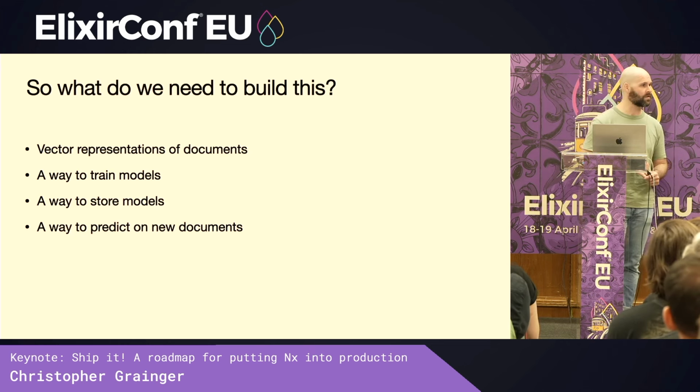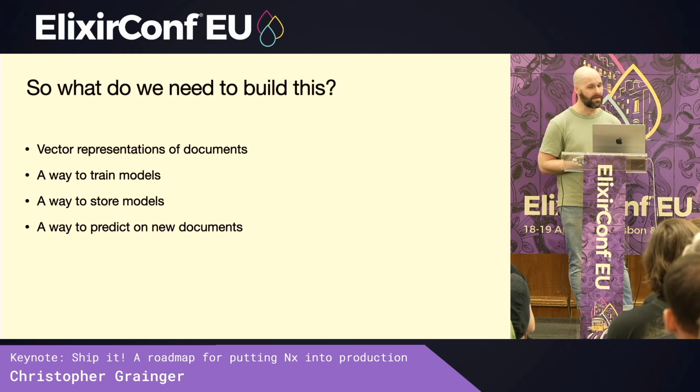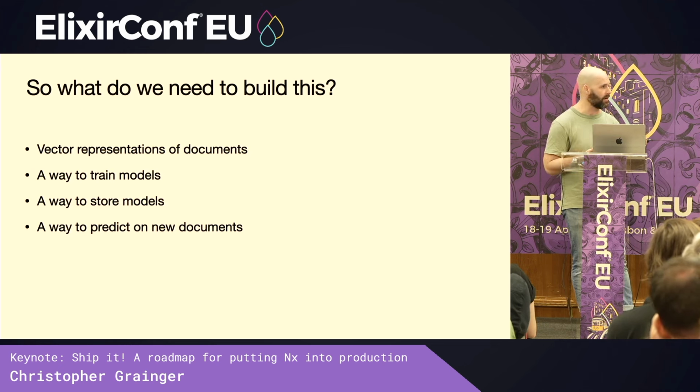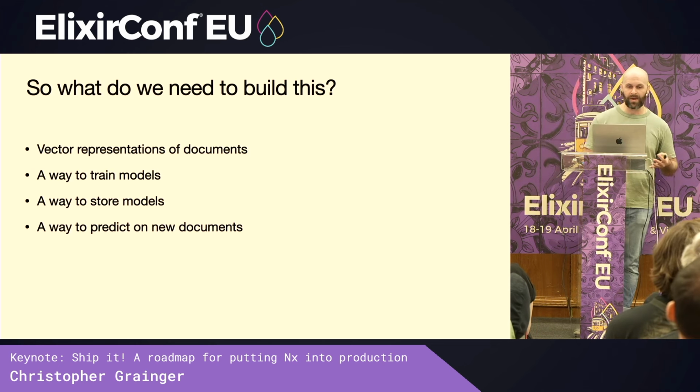You need a way to train those models. So we use Scholar, right? Immediately. Done. You need a way to store the models, right? We've got serialization and deserialization within Nx. It allows you to store and bring back the weights. And then we need a way to predict on new documents, and we're going to use serving for that, right? We use Nx Serving. So we've got all those pieces, simple as, and you can go straight to production as long as you follow the checklist.